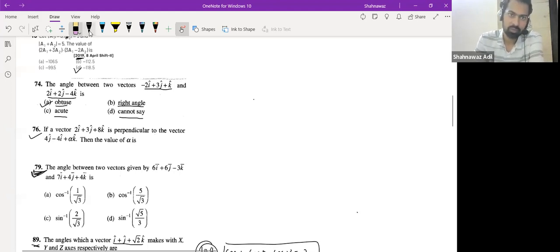Okay, so this is 76, right? If a vector is perpendicular to the vector, then find the value of alpha. Right. So this is asking about the angle. So whenever the angle is involved, we use the dot product, right? The angle between the vectors. Okay. So if the vectors are perpendicular, what does it mean? It means that theta is how much?